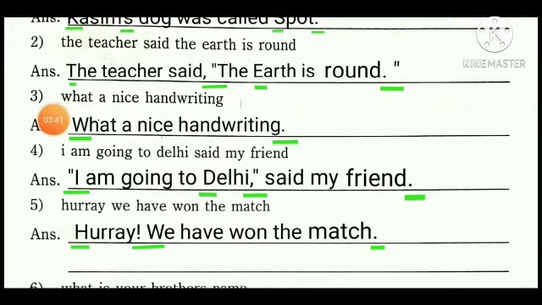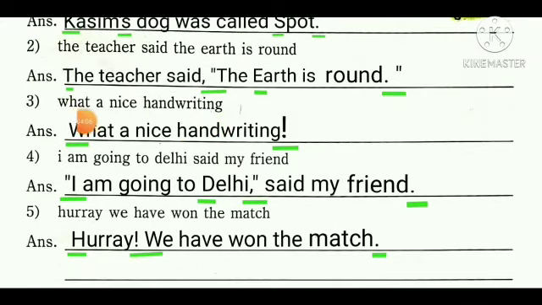Next, third number: what a nice handwriting. In this sentence, W is capital, that is one change, and lastly we have written an exclamation mark, and that sentence is an exclamatory type of sentence. So we have made only two changes here: W capital and the exclamation mark. So what a nice handwriting, the sentence is.